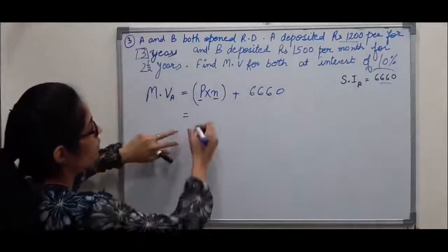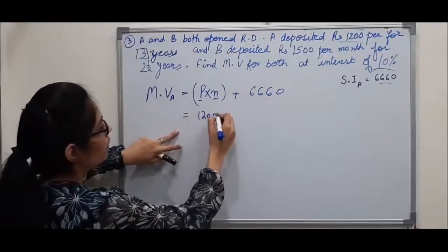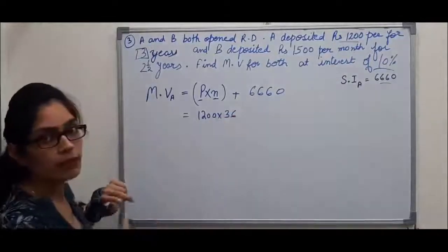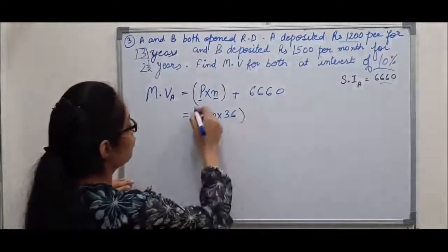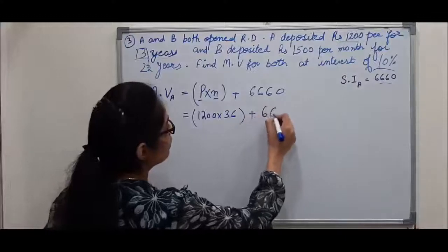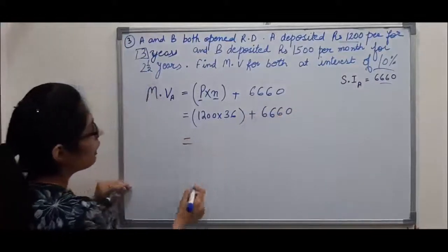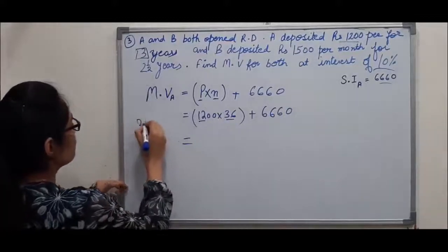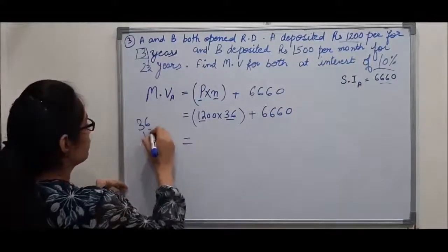Now I will write the values. P for A was 1200 and N for A was 36, because we converted 3 years into 36 months. So it was this plus 6660. Now I will just multiply this. 12 I will multiply with 36. Because 2 zeros I will write with the answer.